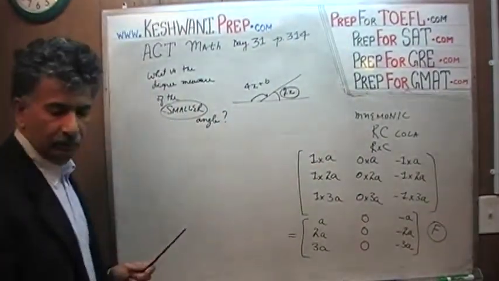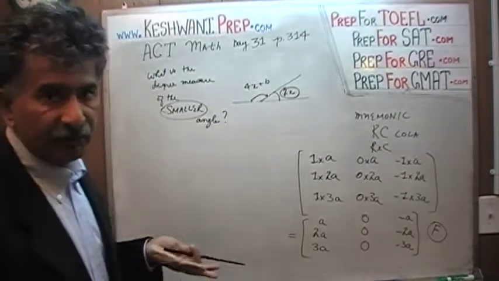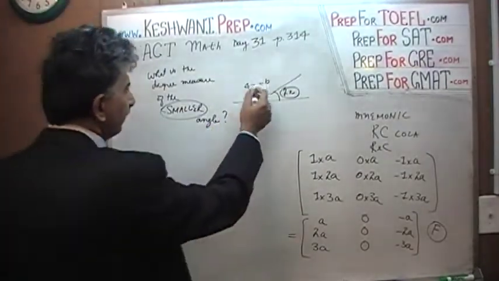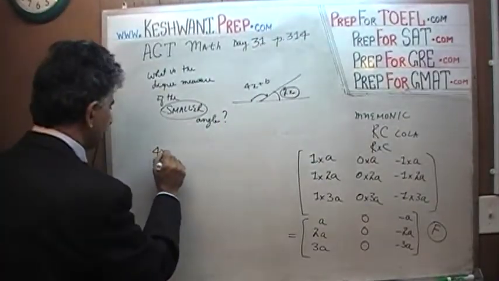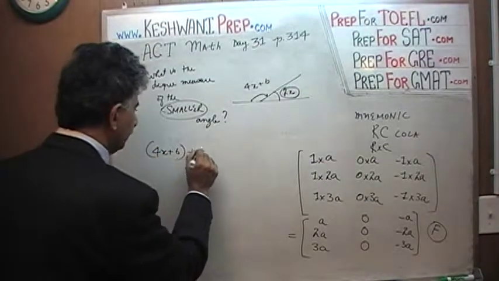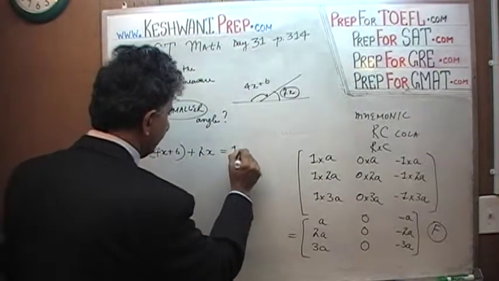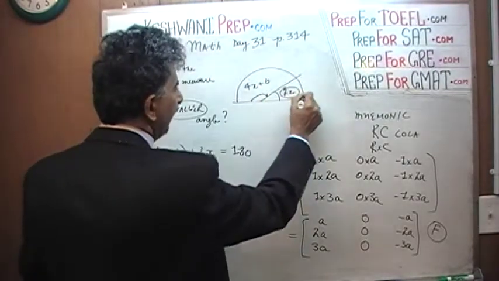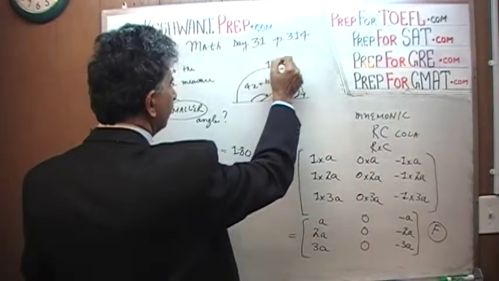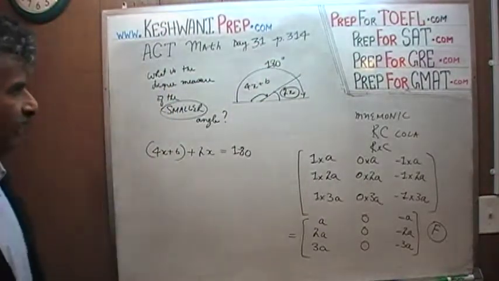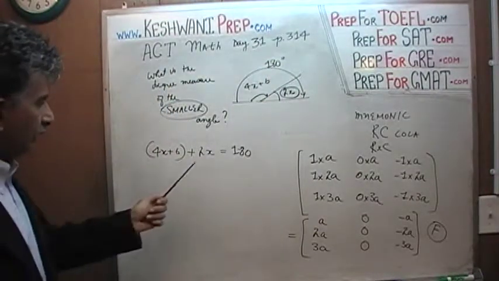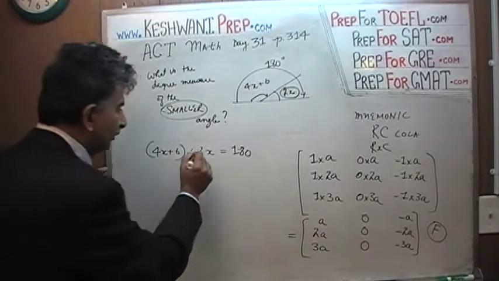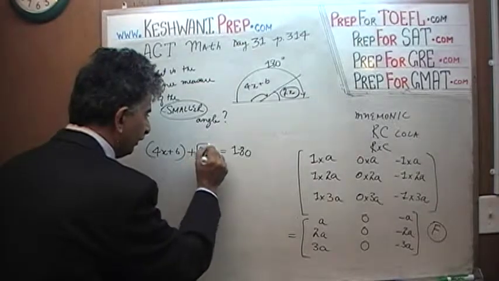And of course we know that the sum of the angles in a straight line is 180. So it's very simple. This is 4x plus 6. 4x plus 6 plus 2x has to be 180 because it makes a straight line. The straight line is half a circle, which is 180 degrees. Now we are interested in the value of 2x.